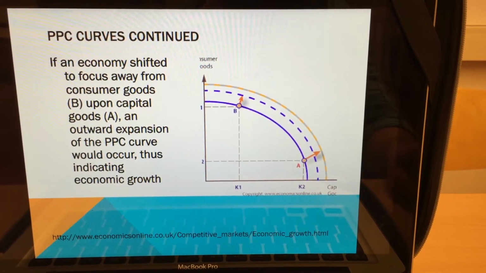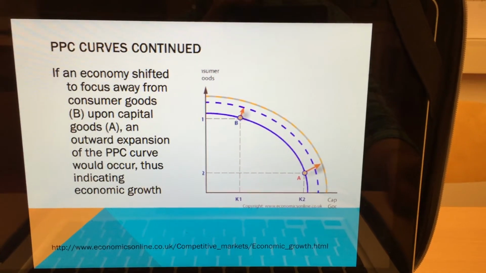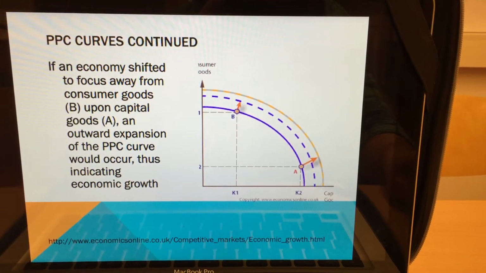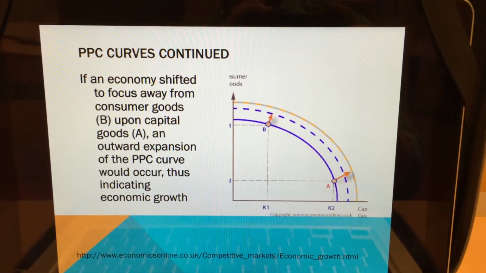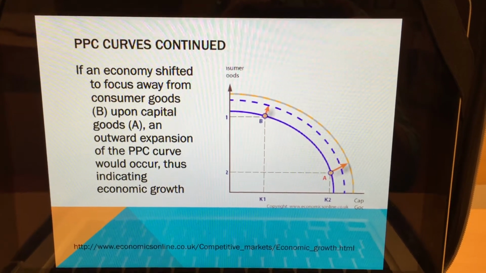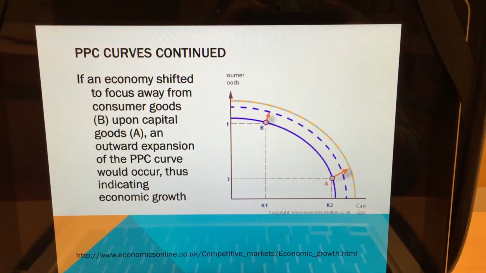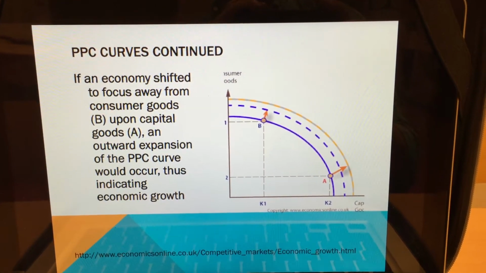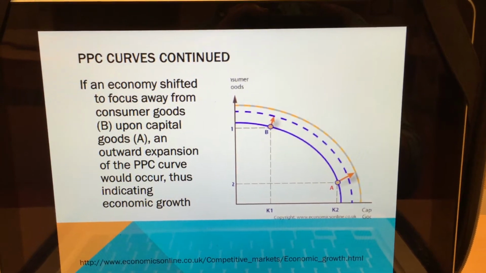So if we were producing at point B, we're producing more consumer goods. If we were to switch to point A and produce more capital goods, things like robots, tools, machinery, equipment, it might allow us to increase our output, because those are the things needed to make other goods and services.